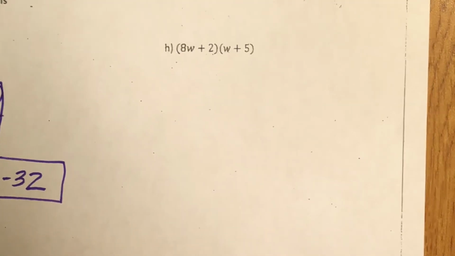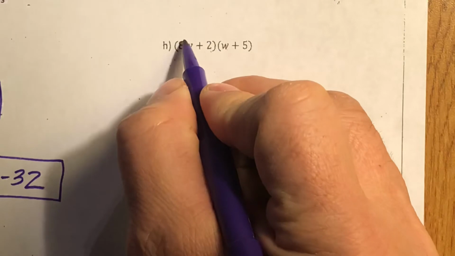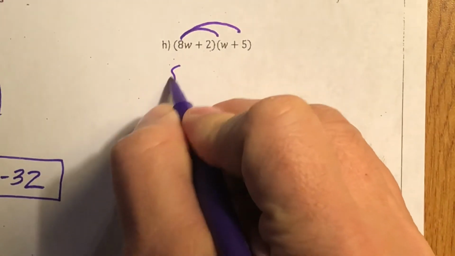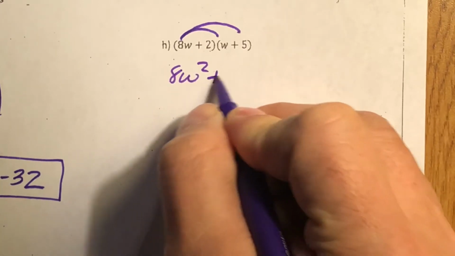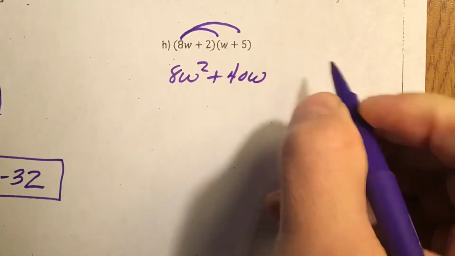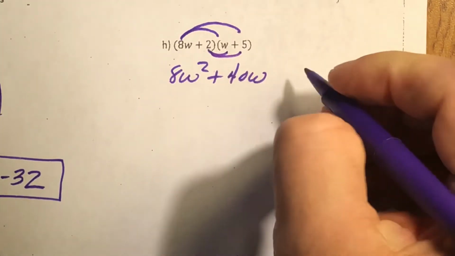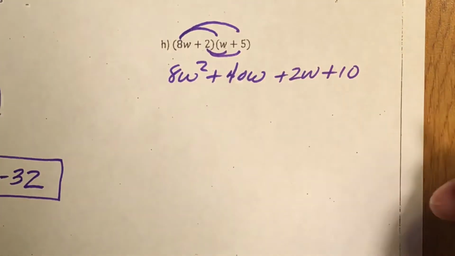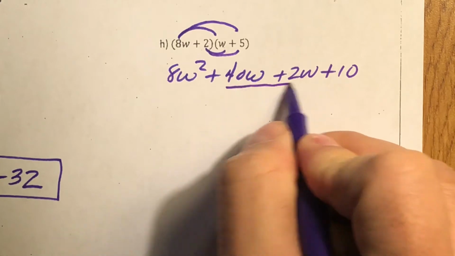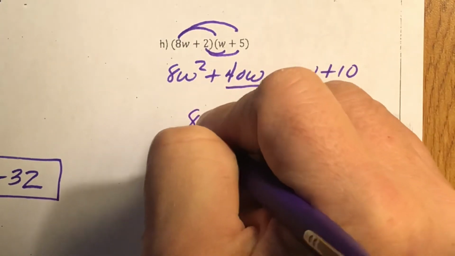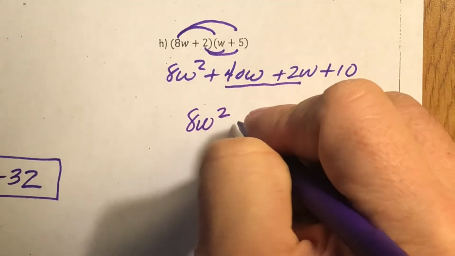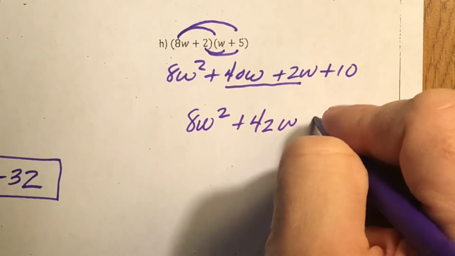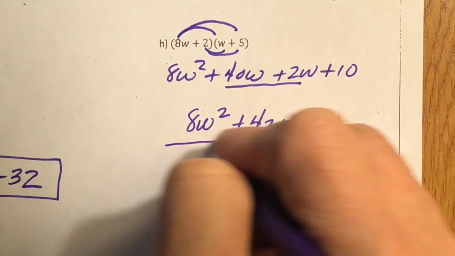All right, another one, h. So I'm going to distribute this. I get 8w squared plus 40w plus 2w plus 10. Those two are alike. 8w squared plus 42w plus 10.